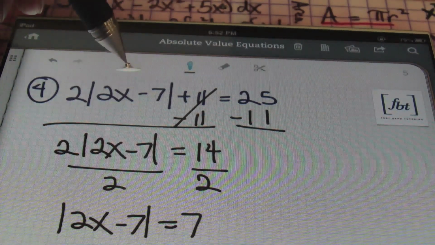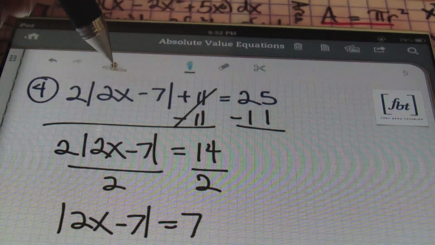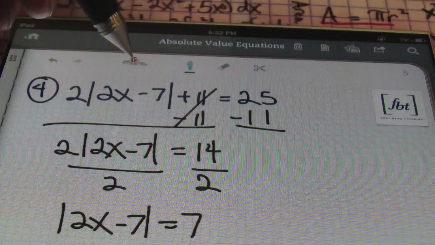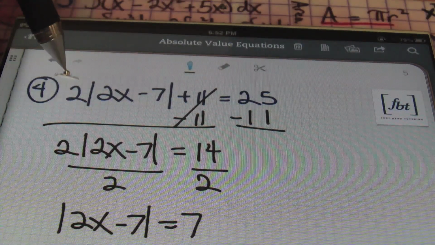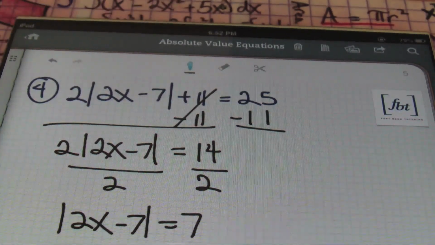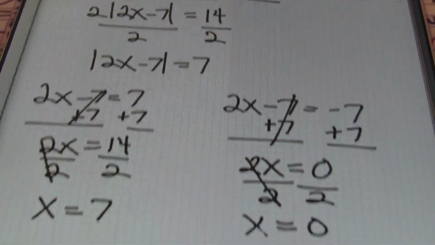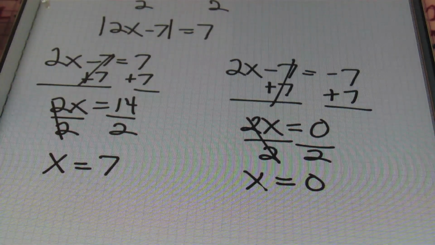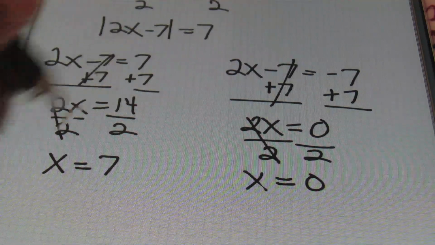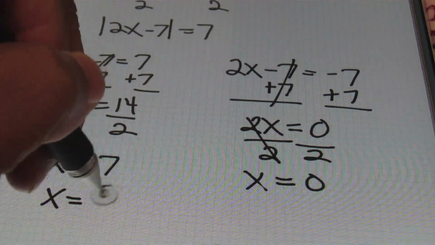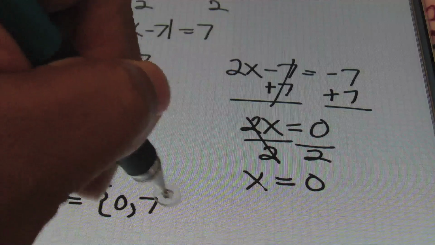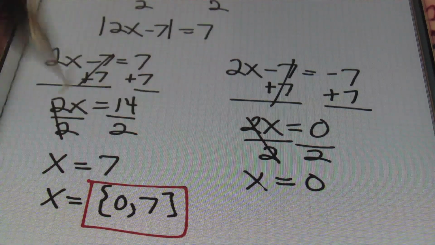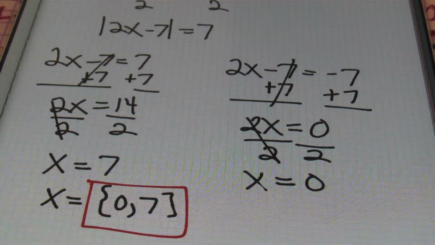Testing our other solution, which is 7, we'll have 2 times 7, which is 14. 14 minus 7 is 7. The absolute value of 7 is 7. 7 times 2 is 14, and then once again 14 plus 11 will give you 25, so that works out just fine. So thus far we have not encountered any extraneous solutions, but you should always check to make sure. So here we have a solution set of 0 and 7, in braces. Boxing that up, those are my two answers for problem number 4.